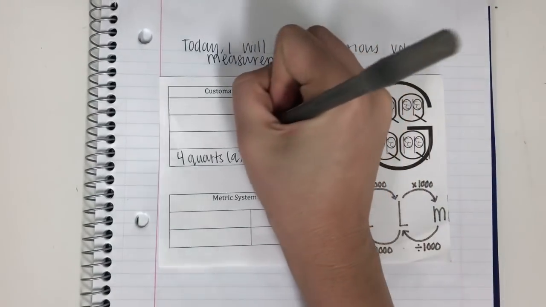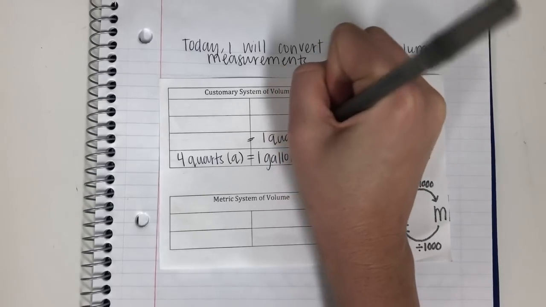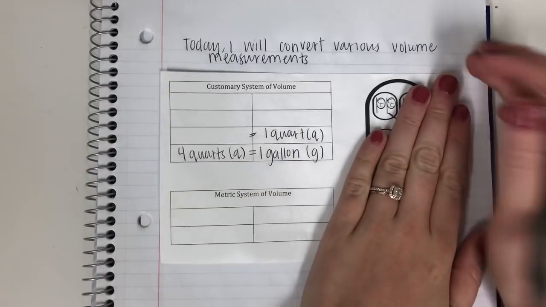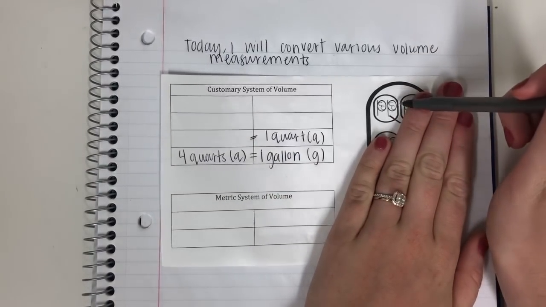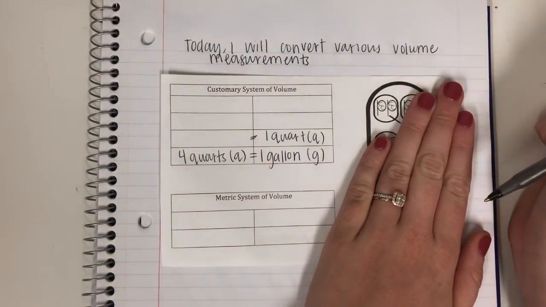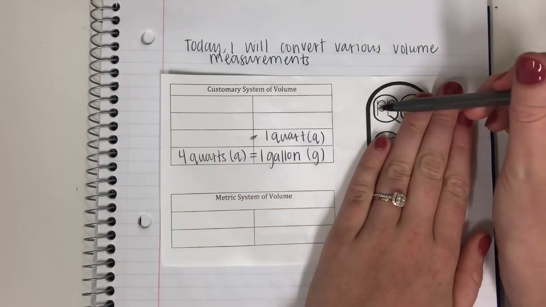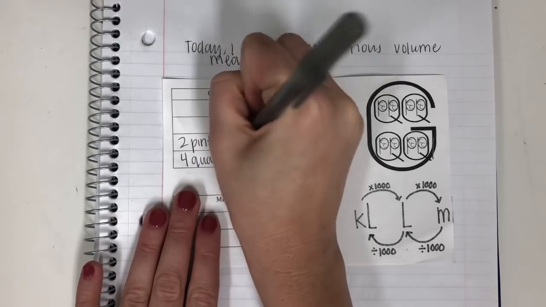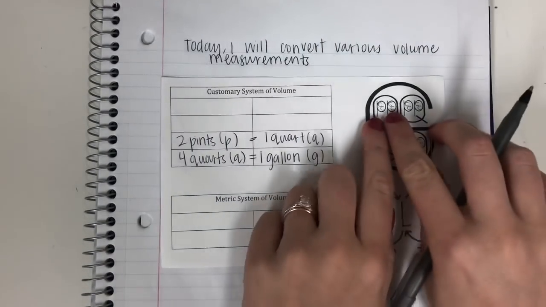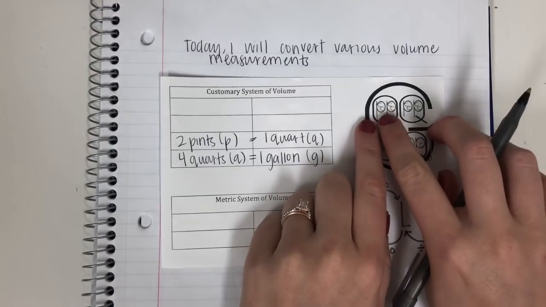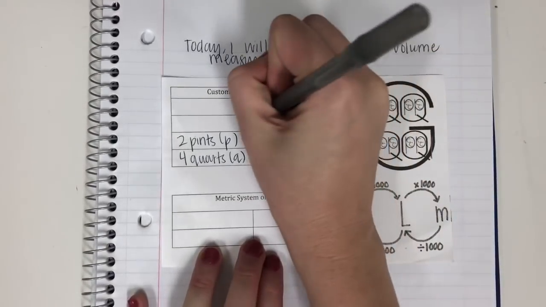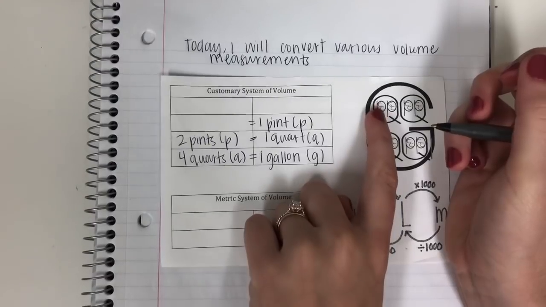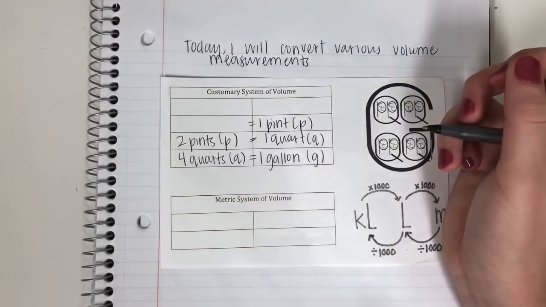Okay, in 1 quart, which is if we kind of zoom in on this part, there are 2 P's, and those P's are called pints. So in 1 quart, there are 2 pints. Now if you look even closer, in 1 pint, so in one of those P's, we see 2 C's. Those C's stand for cups, so 2 cups are in 1 pint.